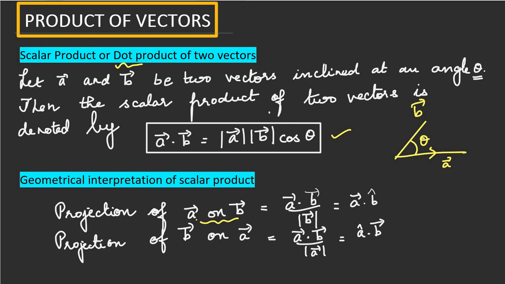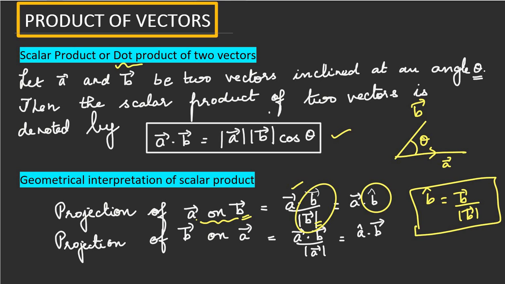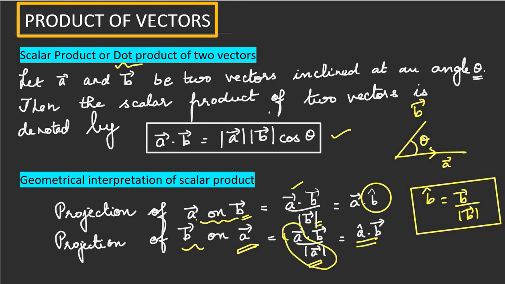The projection of A vector on B vector has B vector in the denominator. So A vector dot B vector by mod of B vector, denoted by B cap, gives us A vector dot B cap. We know the unit vector B cap is equal to B vector by modulus of B vector, so we have substituted B by mod of B is equal to B cap. Similarly, the projection of B vector on A vector has A vector in the denominator: A vector dot B vector by mod of A vector, which leads us to A cap dot B vector.